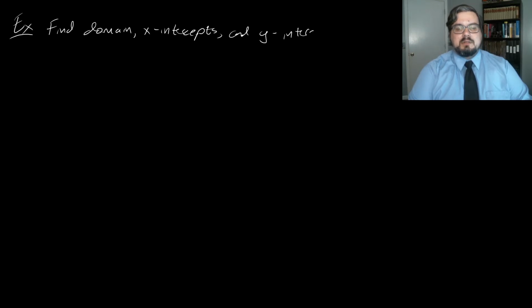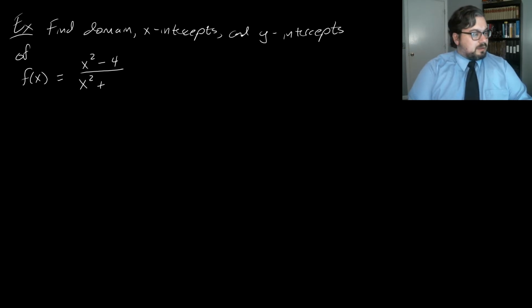All right, so let's find the domain, x-intercepts, and y-intercepts of the function f of x equals x squared minus 4 over x squared plus 7x plus 12.